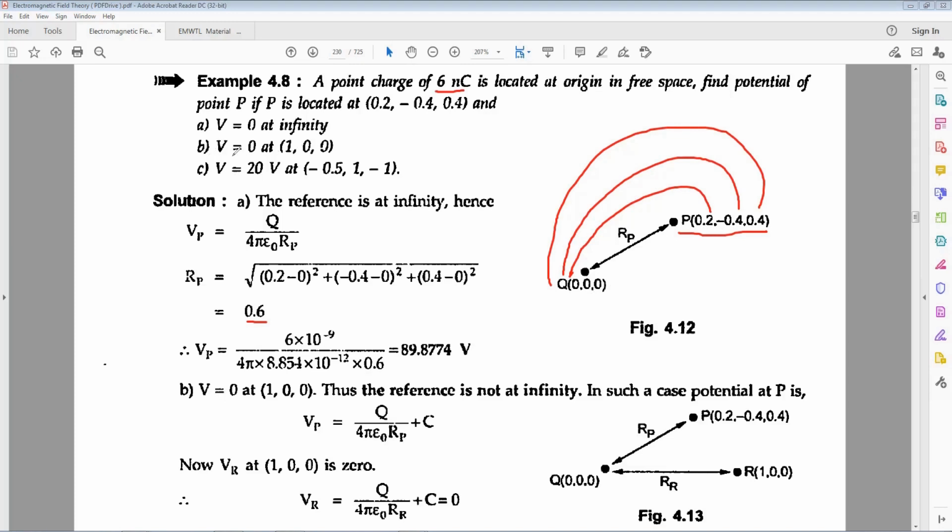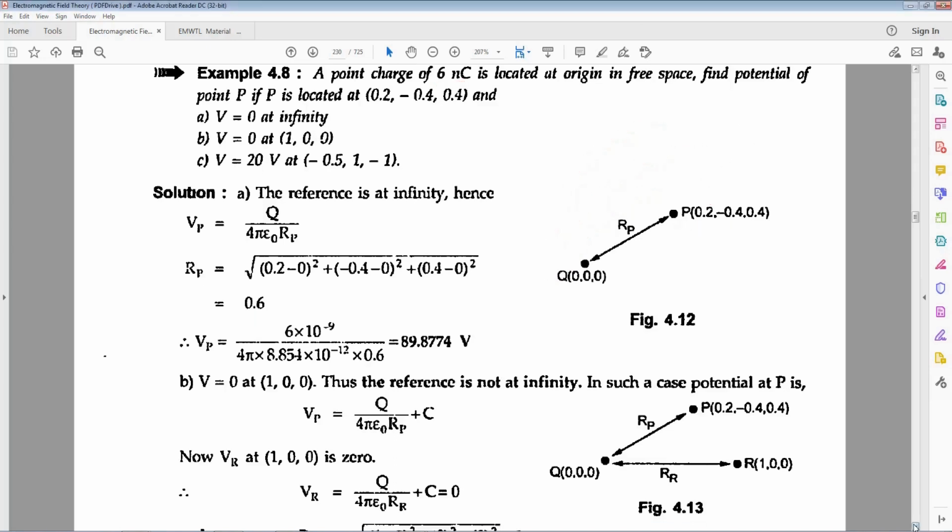Next one, when V is equal to 0 at a point other than infinity, the reference is not at infinity. In such cases, the potential at P is V_P equal to Q by 4 pi epsilon naught R_P plus C. Okay.